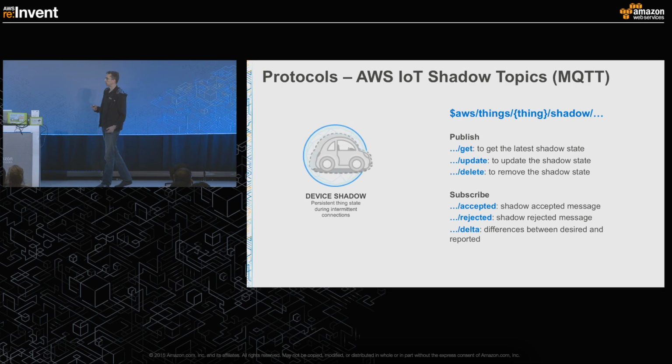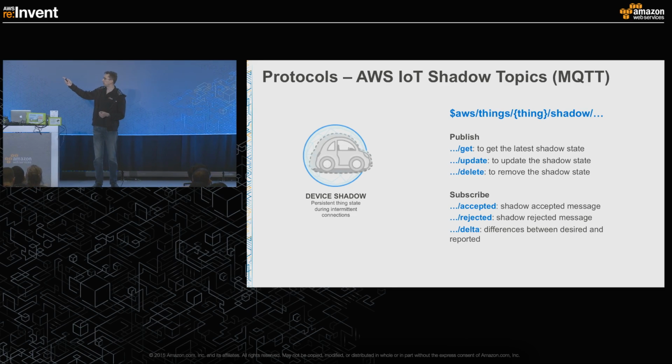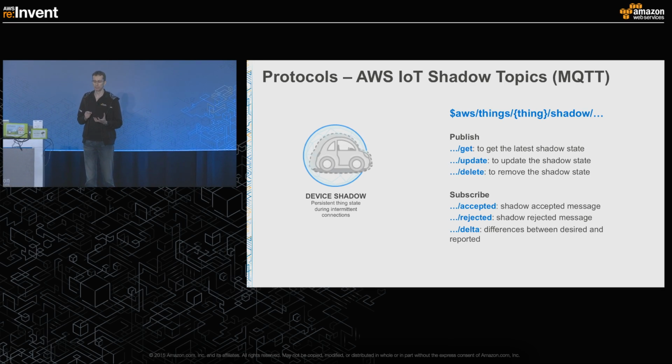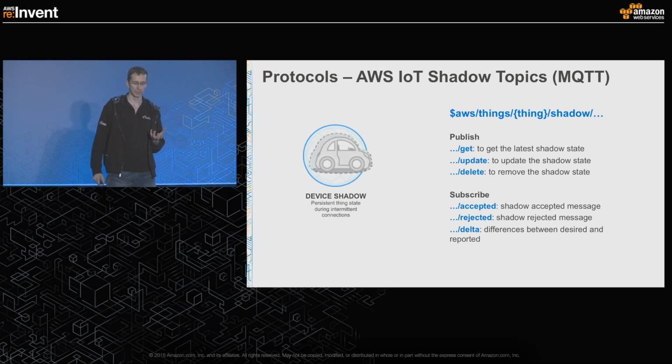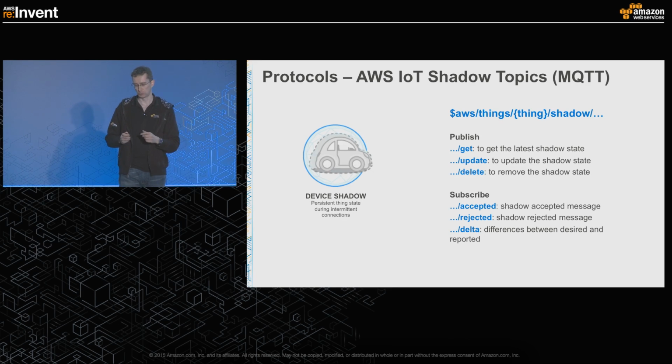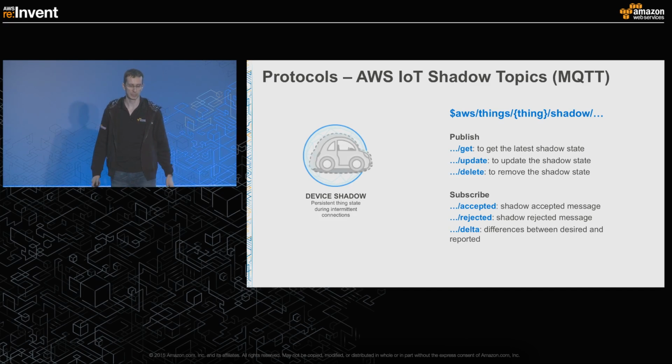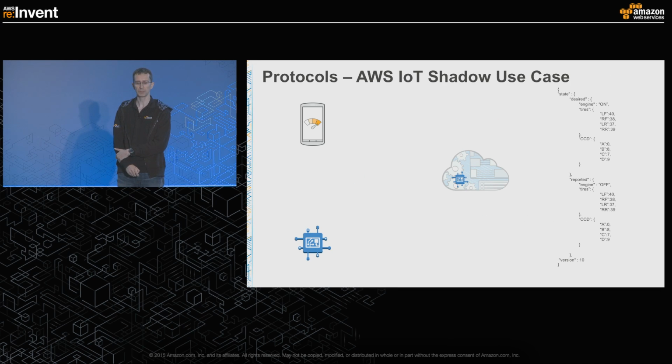So using these two topics, this topic for the device and the publish and subscribe to that topic, it's easy for the device to know what should its current state be. And it will also update the state to that same shadow. You can see the topic there. It's $aws/things/thing ID/shadow. That's the MQTT topic.